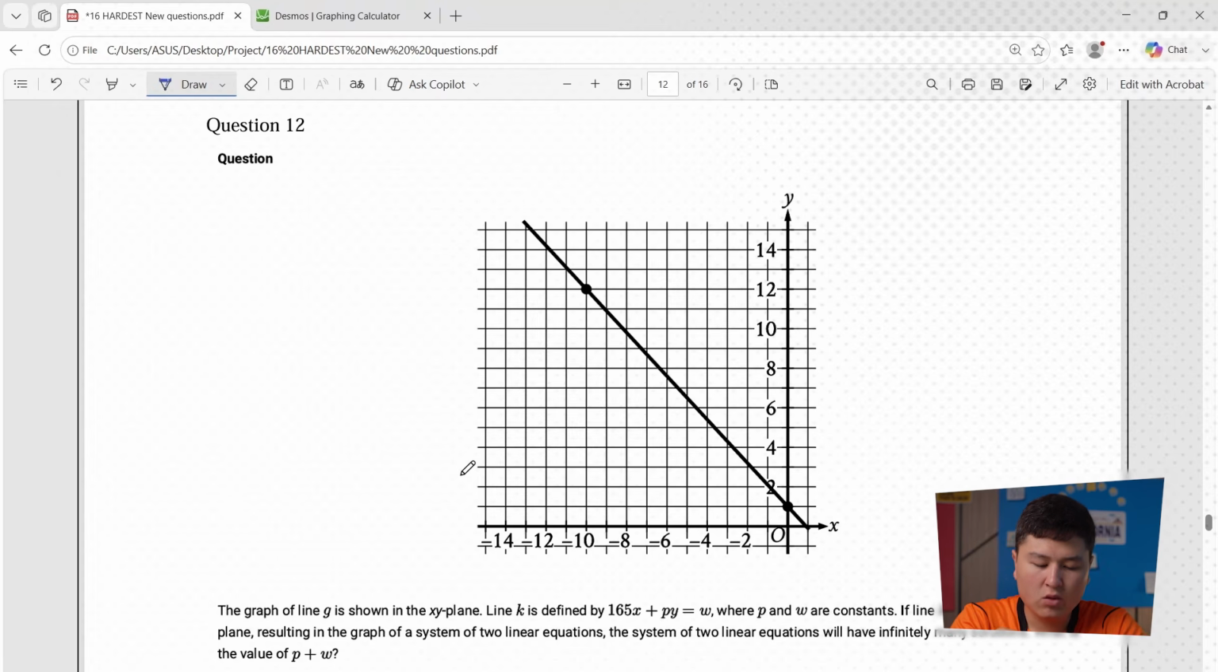The graph of line G is shown in the xy plane. K is defined by this. If line K is graphed in the xy plane, resulting in a system of 2 linear equations, they have infinitely many solutions. What's the value of P plus W? Guys, you know that when you have infinitely many solutions, they are going to have the same graph, right? They will just lie on each other.